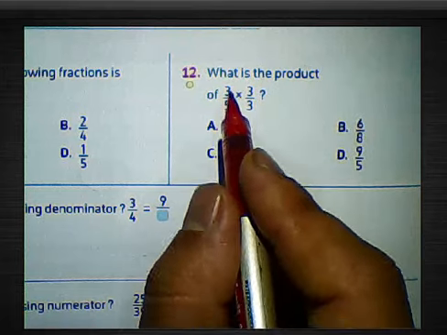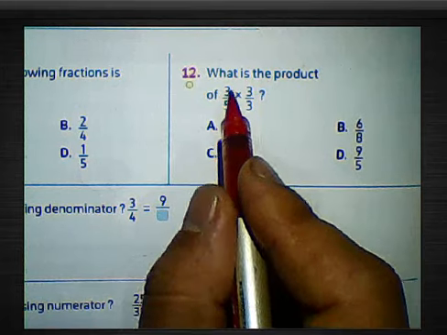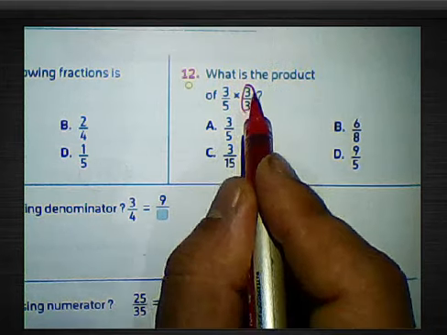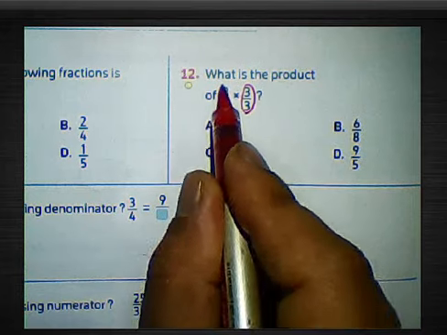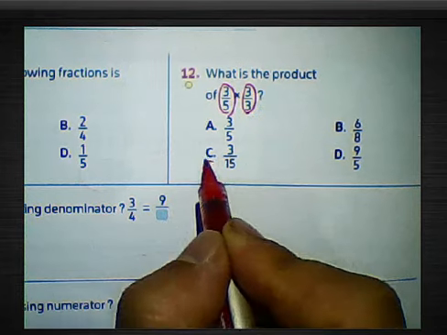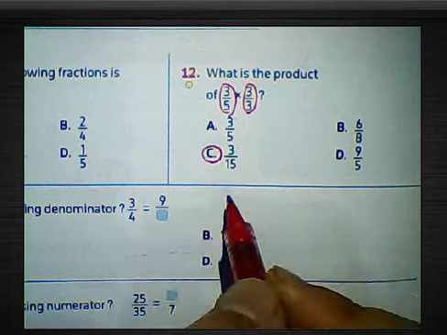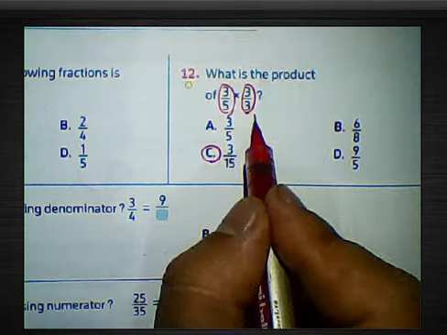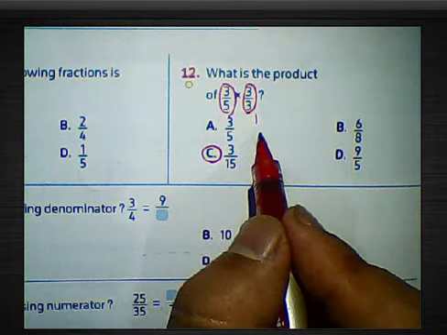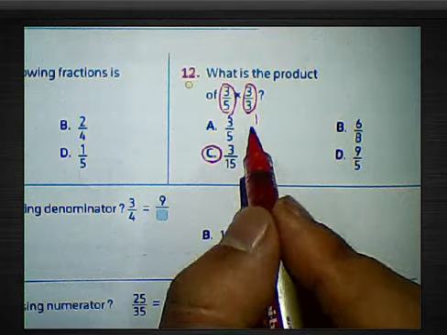What is the product? 5 here in the numerator. 3 over 5 times 3 over 3. 3 over 3 equals 1. 1 times 3 over 5 will be 3 over 5. We must choose letter C because 3 over 3 equals 1, and 1 is the multiplicative identity. Multiplicative identity 1.